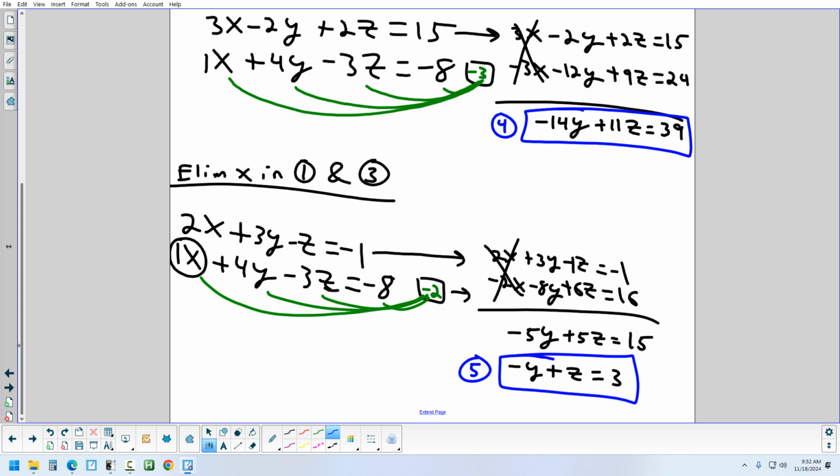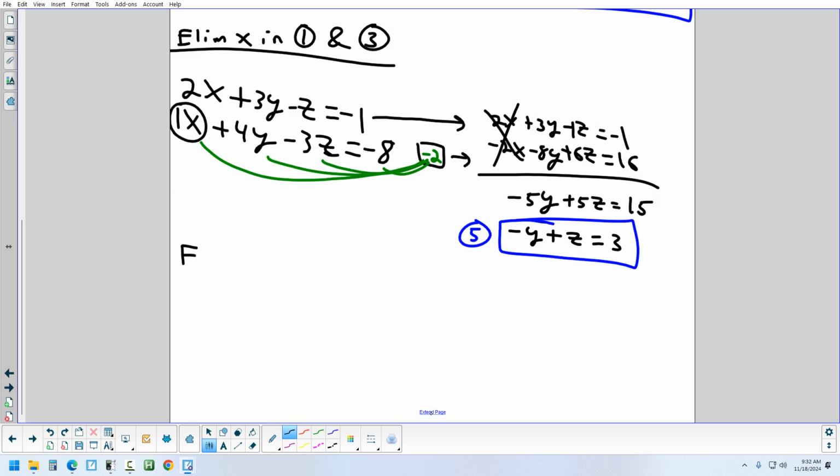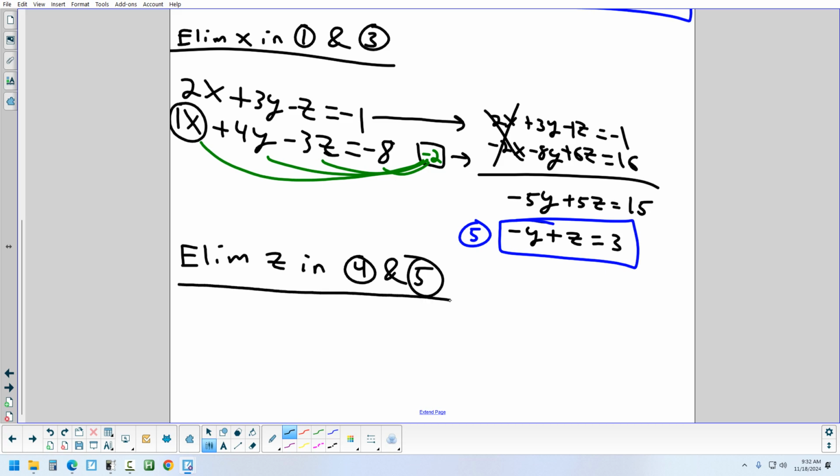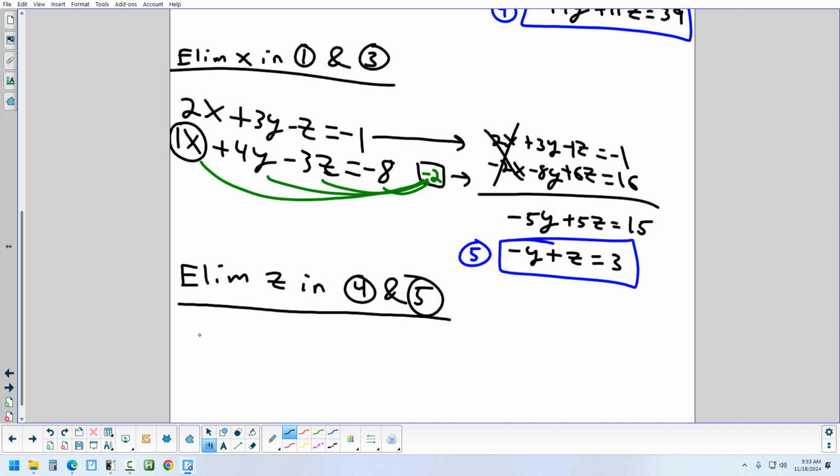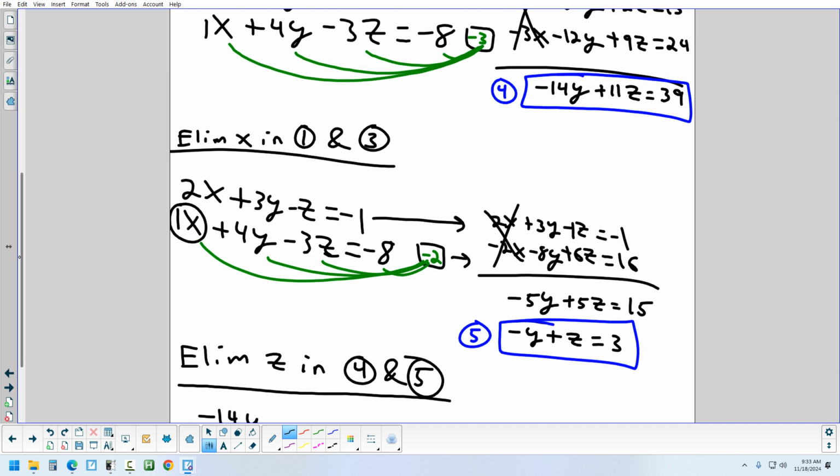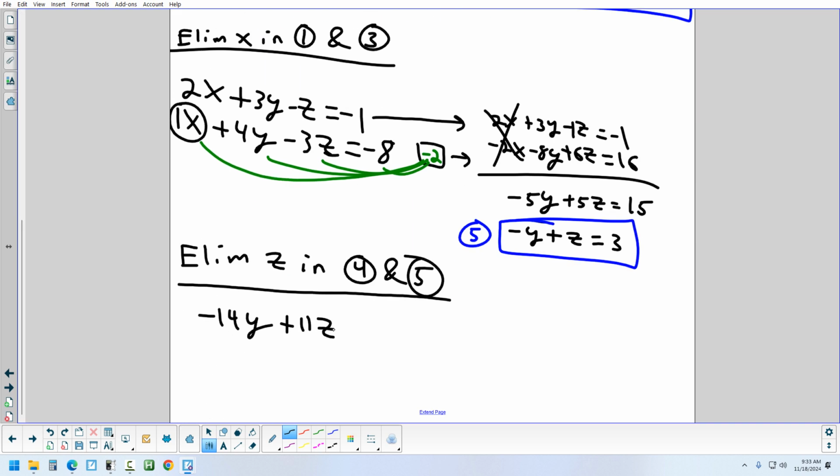Yeah, sure. So let's eliminate z in equations 4 and 5. So what's the first thing I'm going to do with equations 4 and 5? I'm just going to copy them down so I don't have to keep scrolling up. -14y plus 11z equals 39. Negative y plus z equals 3.